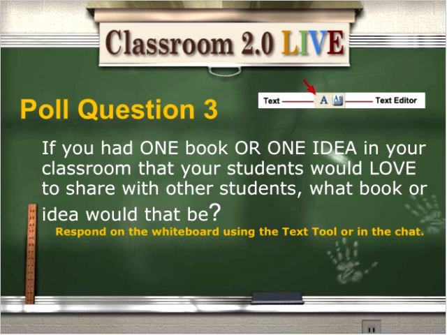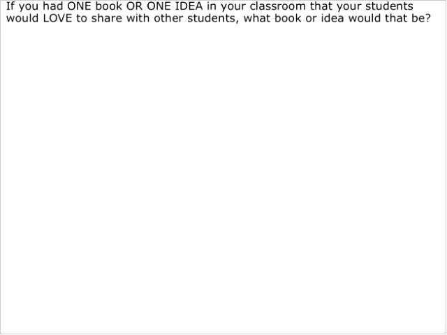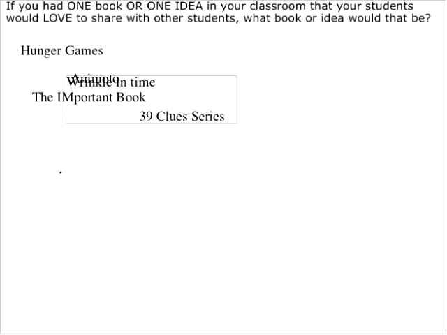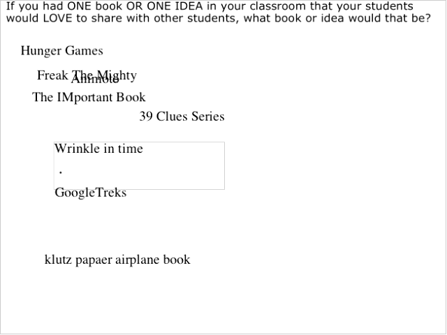Let's get back to the poll question, because I'm going to ask you, and I'm going to give you whiteboard tools again. If you had one book or one idea in your classroom that your students would love to share with other students, what book or idea would that be? We're going to ask you to use the text tool. There it is. Let's just remind you where it is. This is the text tool here, not this one here in the little square, that one there. We're going to ask you, again, if you had one book or one idea in your classroom that your students would love to share with other students, what book or idea would that be? So here's your whiteboard, and you have your whiteboard tools. Let's have fun. And if you can't make your comment appear in the whiteboard, go ahead and drop it into the chat.